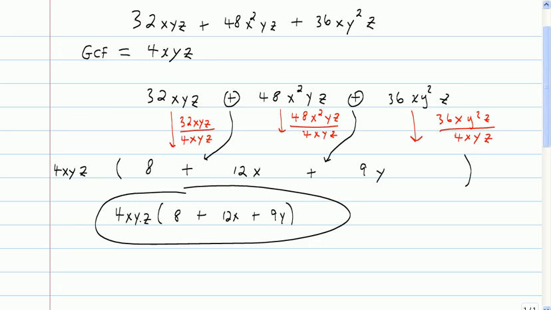And remember, you should check your answer by distributing the 4xyz through the parentheses to verify that you get back to the original polynomial.